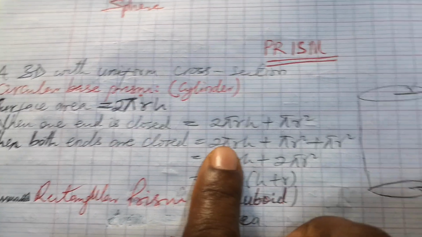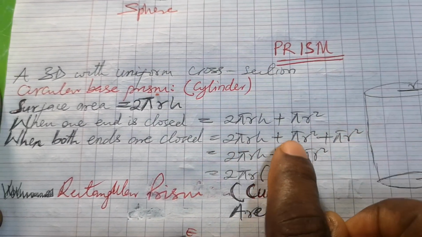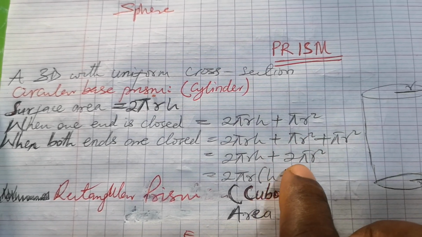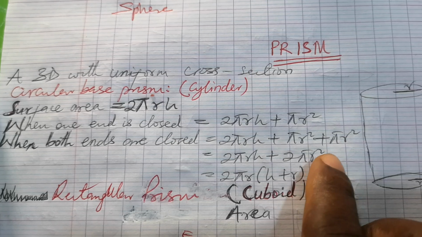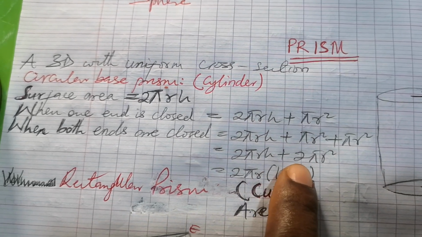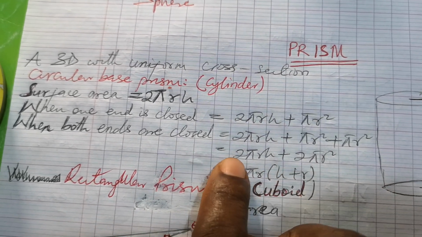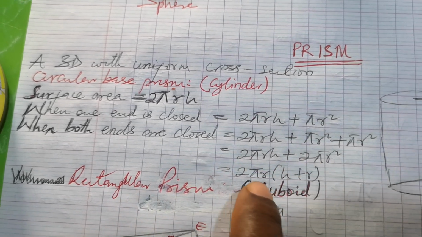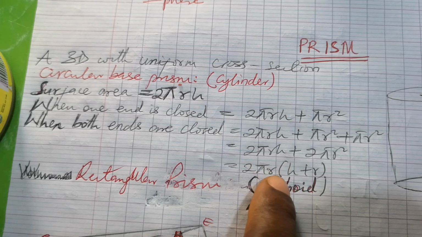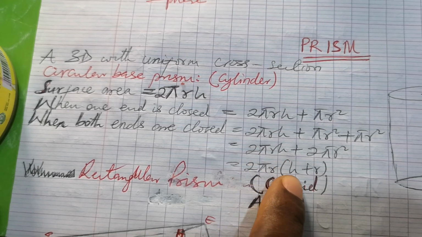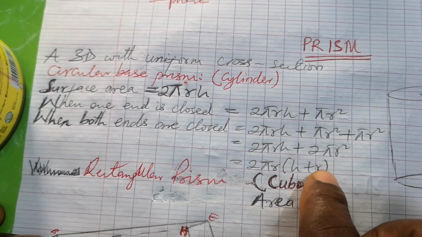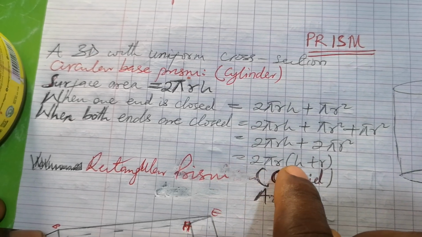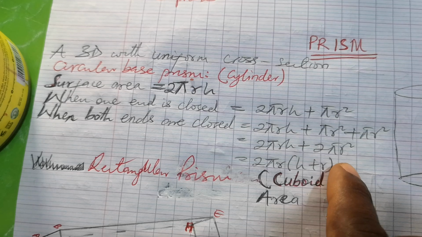So if you combine them, pi r squared plus pi r squared will give you 2 pi r squared. If you collect the common factor here, because we have 2 pi r and also 2 pi r, you can remove it and have 2 pi r in bracket h plus the remaining r, which is h plus r. So this is now the formula for calculating the total surface area of a cylinder.